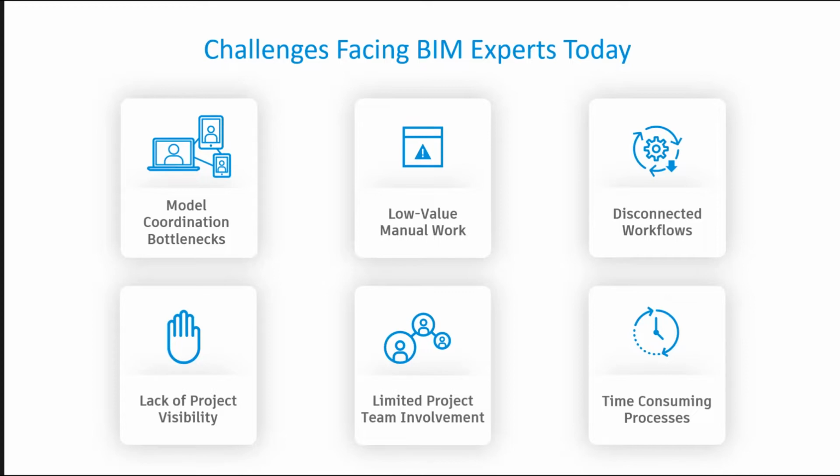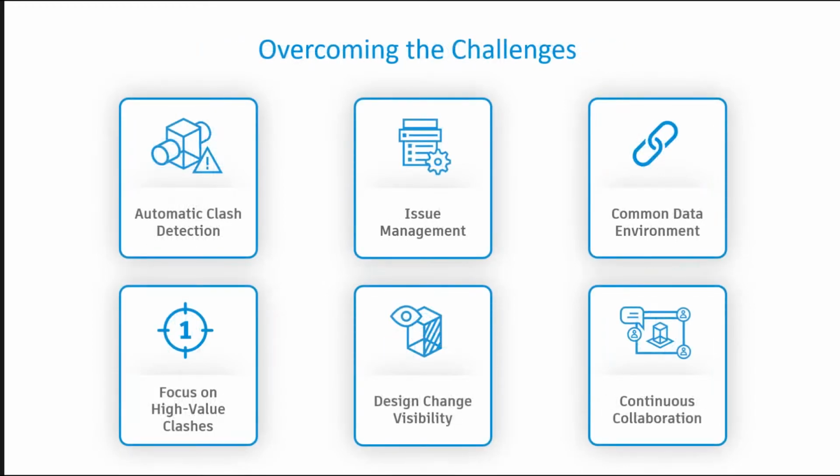So, how do we overcome these limitations? When surveyed, general contractors say the highest value use case for BIM in construction is model coordination and clash detection. So automatic clash detection done by the entire team frees up a BIM manager's scarce time to focus on high-level clashes. Continuous collaboration allows teams to address issues in real time instead of waiting for the next coordination meeting. A common data environment improves design feasibility and ensures teams are working from a single source of truth.